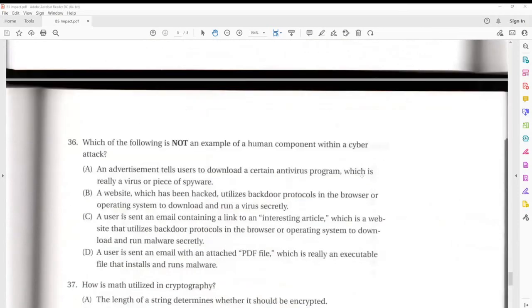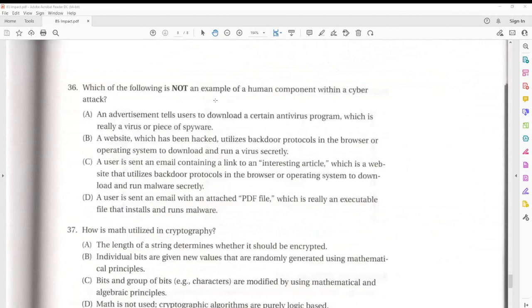Okay, 36. Which of the following is not an example of a human component in a cyber attack? Okay, so no human. It's not a human attack. The advertisement tells people to download this one. No, the user. Okay, so a website being hacked, a backdoor and browser and whatever backdoor. Is there a person? No. So B is the answer. This one has no human. C, a user. Okay, a user is a human. So B.